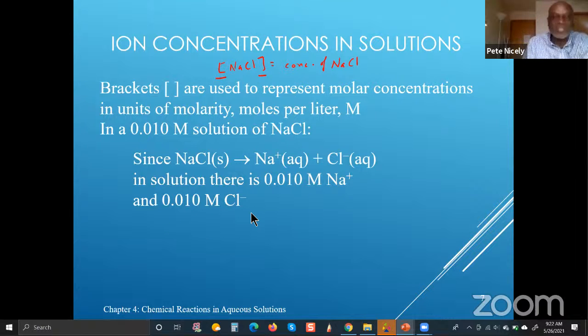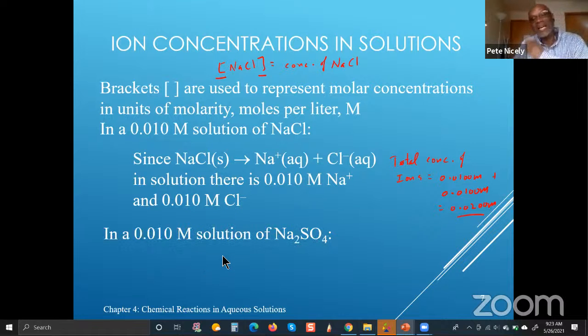And I might add that the total concentration of ions would be equal to 0.0100 M plus 0.0100 M, which is equal to 0.0200 M. All right, so you could be asked to determine the total ion concentration of a particular solution of an ionic compound, and that's basically how you do that.